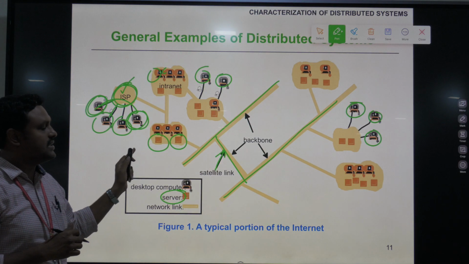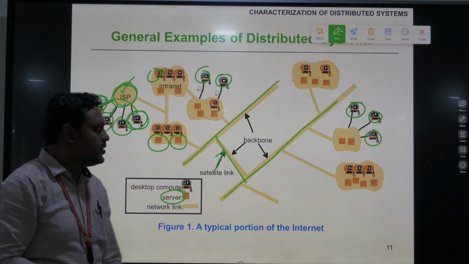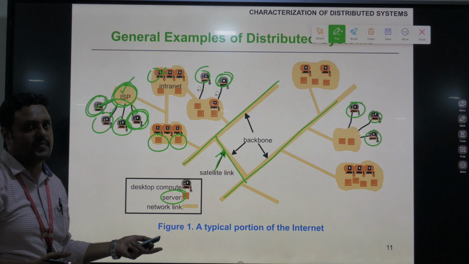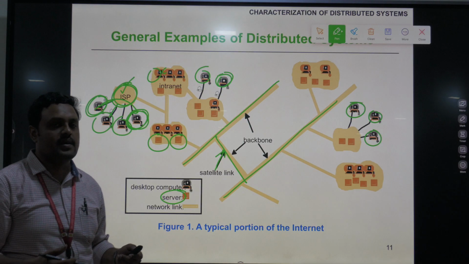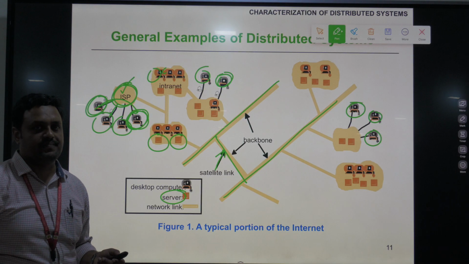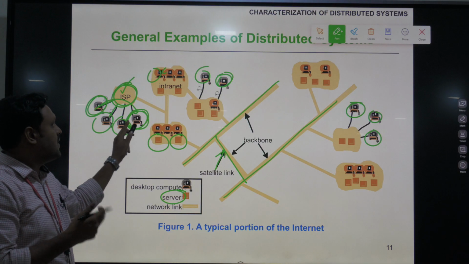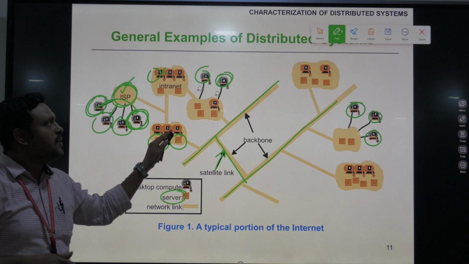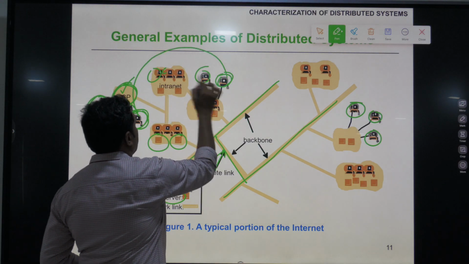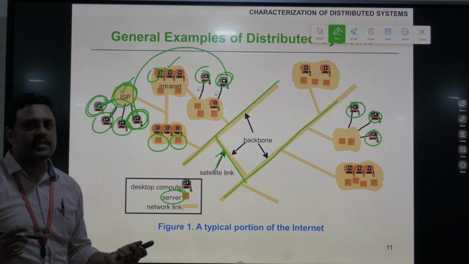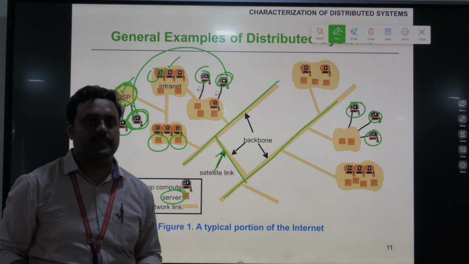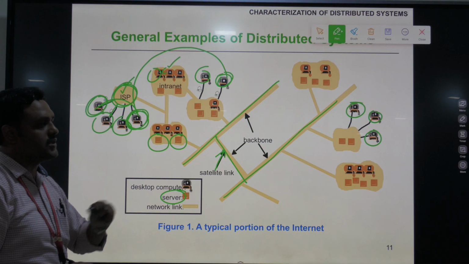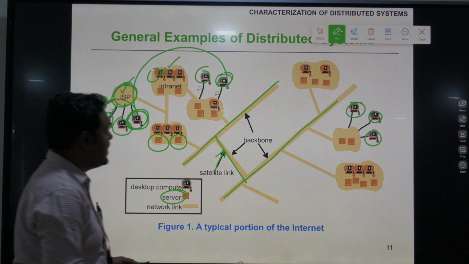Even here you can see the heterogeneous systems as well. This system and this system may not be the same. They may not have the same software, may not have the same hardware. It may be different hardware and different software. So both are heterogeneous systems, but still they are able to communicate with the help of internet, because they are connected through the internet. That is how we can see a typical portion of the internet.